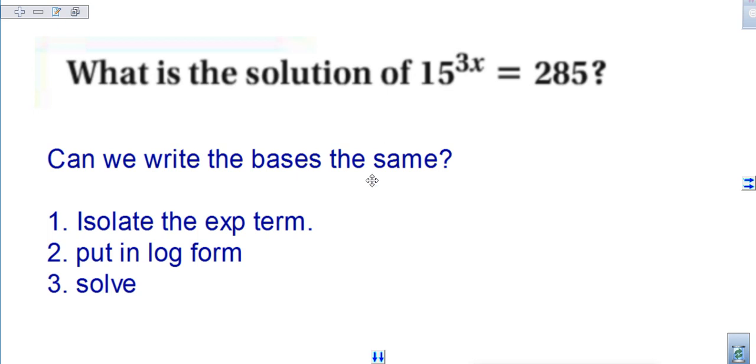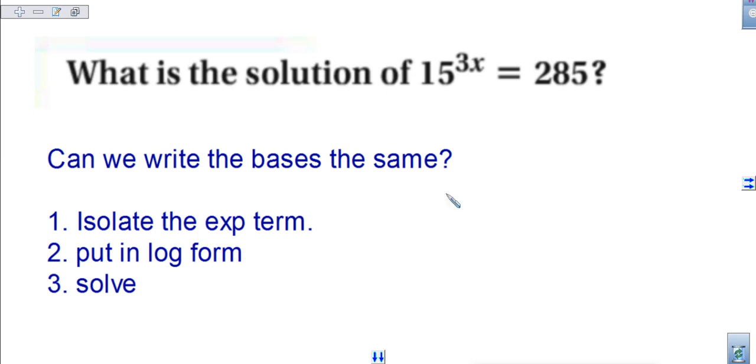So what we can do is you can now solve it using the inverse of an exponential, which is via the log. Okay? So first thing you're going to do, just like always, you try to isolate the parent function. And in this case, it's an exponential. So we're going to try to get the exponential by itself. Then we're going to turn the expression into log form by switching the exponent and the answer and putting log base 15. And then we're going to solve that using the calculator.